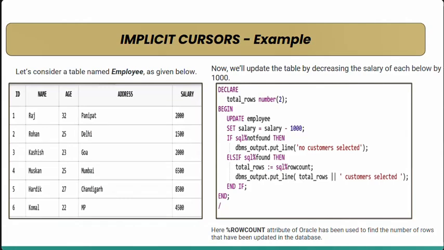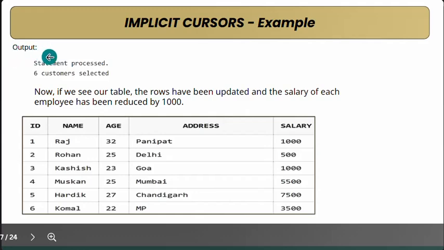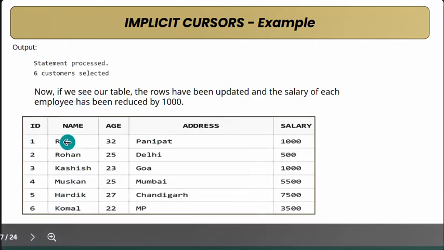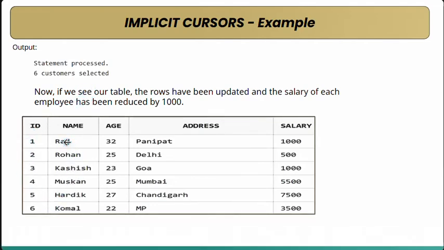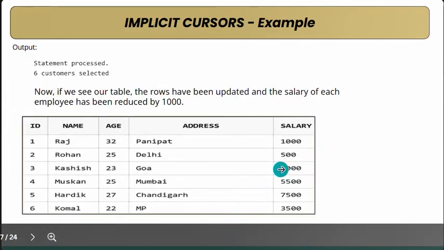Now we will see the output of this example. Here the output statement says the statement is processed and 6 customers selected. We are not using any conditions here. So all the records in the employee table will be automatically updated and the salary will be reduced by 1000 for all the employees. All the employees' salary will be deducted by 1000 rupees, so that will be updated here.